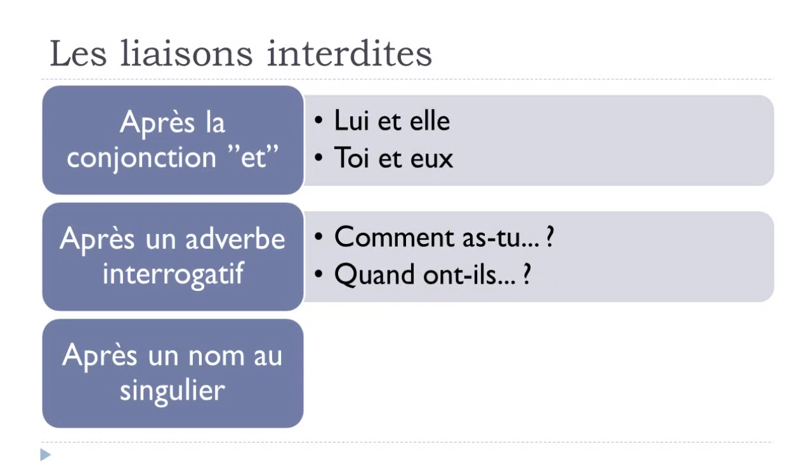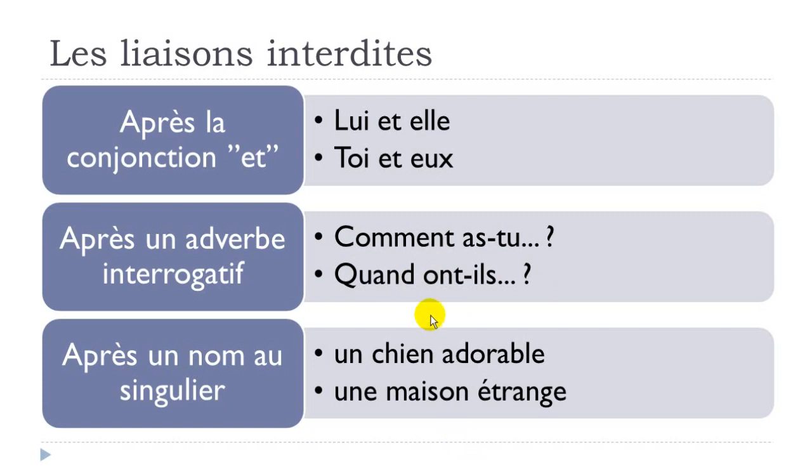And then remember that if you've got a noun and if this noun is at the singular form, then you shouldn't make the liaison. Like here, for instance, un chien, a dog, adorable. Okay, here it would be tempting to do it, but then no liaison. So un chien adorable. Same thing here. Une maison étrange. House, and then étrange, strange. Une maison étrange, un chien adorable. Remember, you shouldn't make any liaison here after this word and after this word.